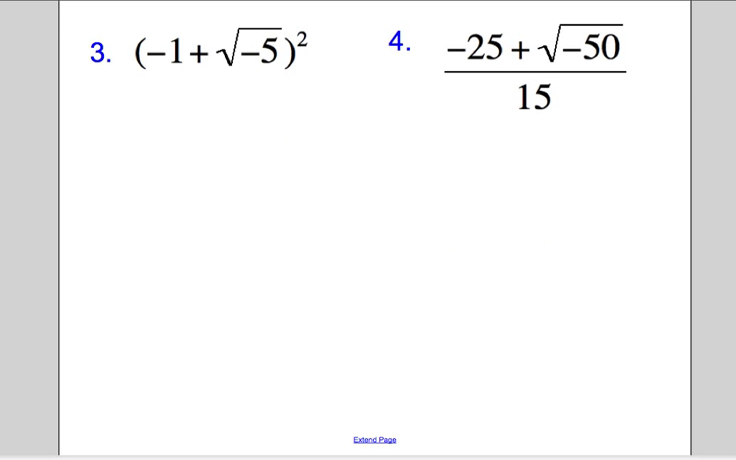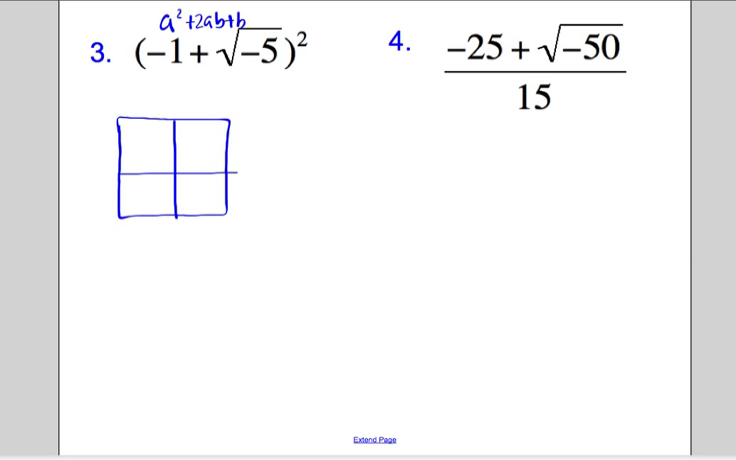Number 3. Now, in number 3, we are squaring a binomial. Remember, you can't just square both of these pieces and say negative 1 squared and the square root of negative 5 squared. You have to remember to either use your rectangle to do your multiplying, or you can use the shortcut where this would be a squared, 2ab, and b squared. Either way will work.